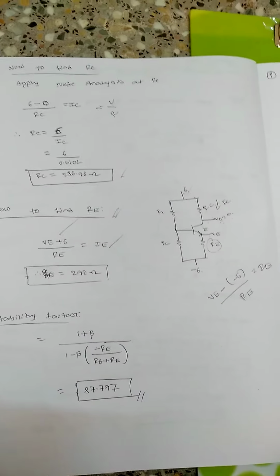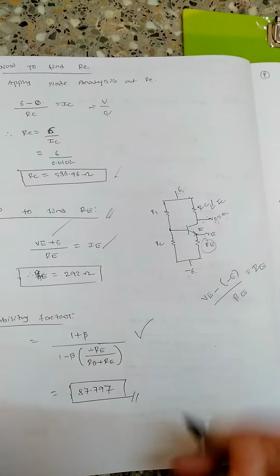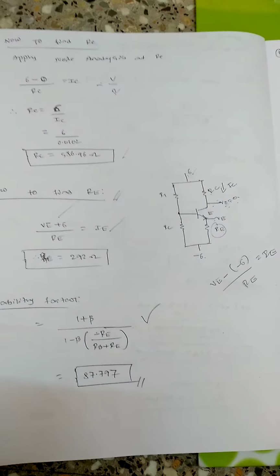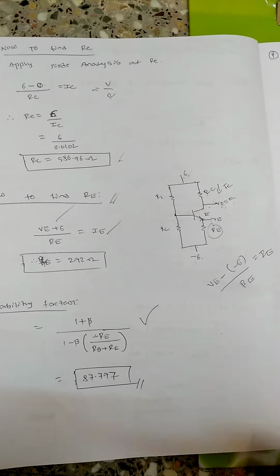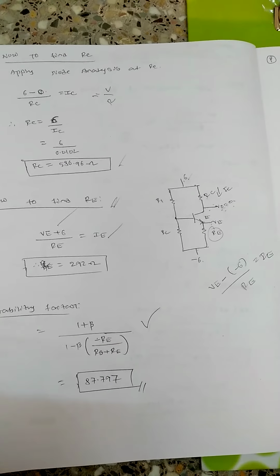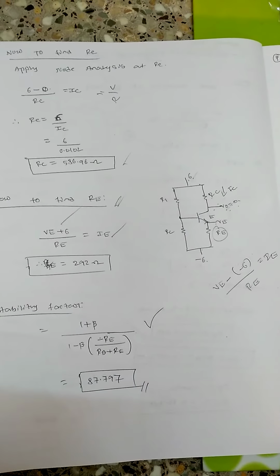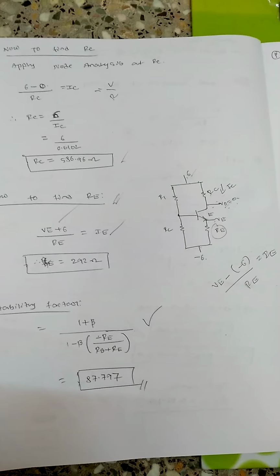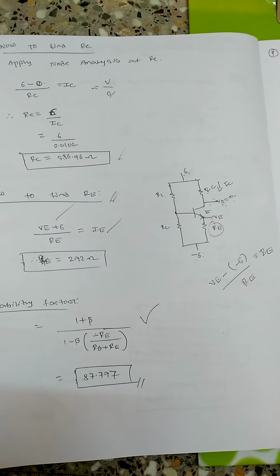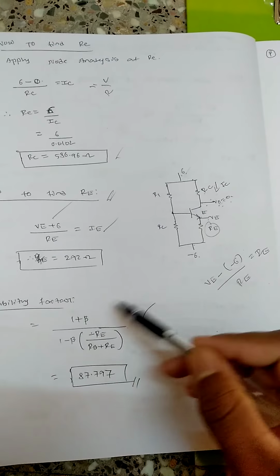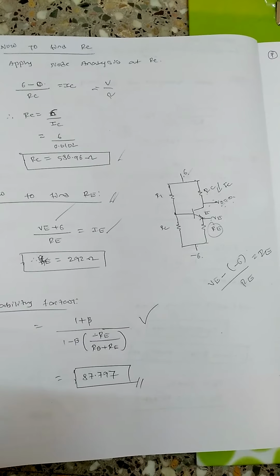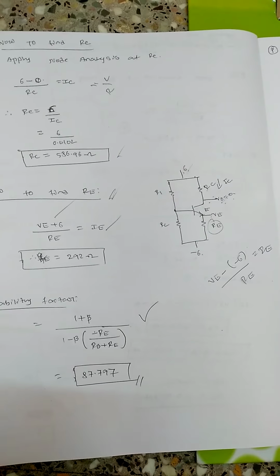Now to find the stability factor, this is the standard equation which will not change for any problem. You just remember this formula, and you can find out the stability factor easily. That is 1 plus beta divided by 1 minus beta into minus RE divided by RB plus RE. So this is the formula. So just plug in all the values, that is beta, RE and RB, and find it in the calculator.